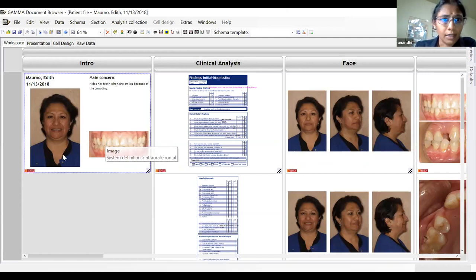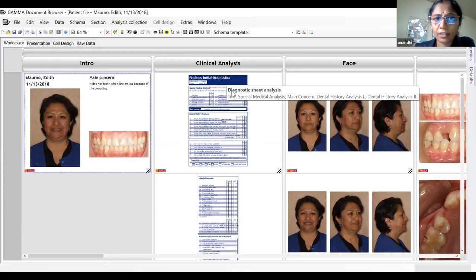Okay, so this is basically how we do our full diagnosis. We ask the chief concern of the patient, and we have history from the patient, whatever the patient wants to say about dental, what she had before. And then we have the clinical analysis, like initial diagnostics. This is again the history of the patient. We have the dental history, asking her about the pain and how she is.